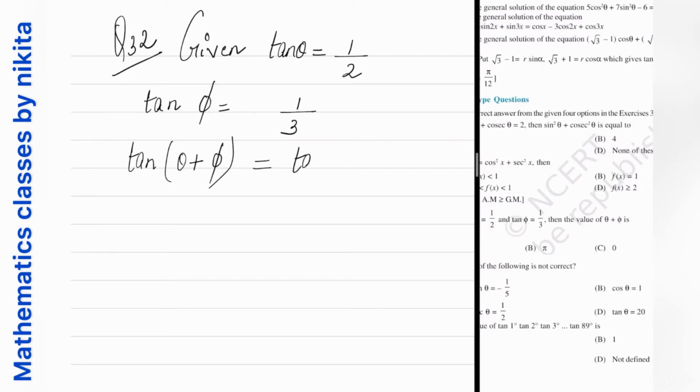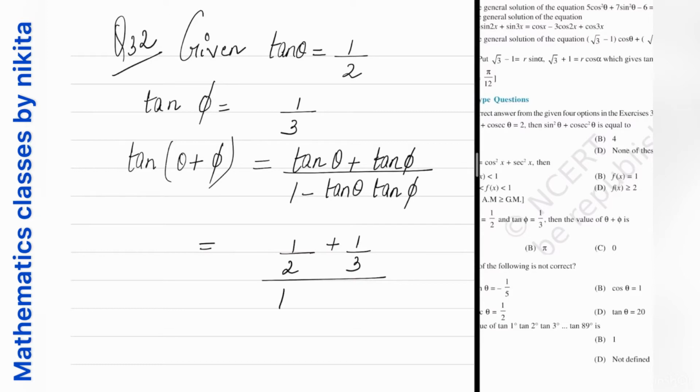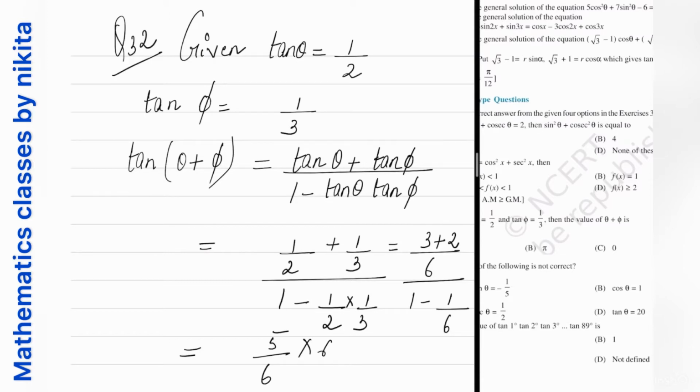So therefore this is equal to tan theta plus tan phi divided by 1 minus tan theta into tan phi. Okay, so tan theta is half, tan phi is 1 by 3, divided by 1 minus half into 1 by 3. Take the LCM, you will get 3 plus 2, divided by 1 minus 1 by 6. So this will give you 5 by 6 into 6 by 5. Okay? So this will be equal to 1.